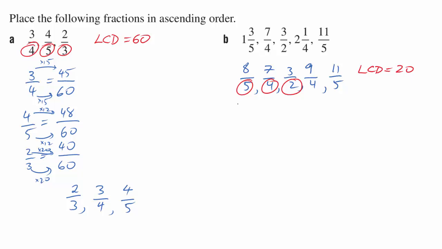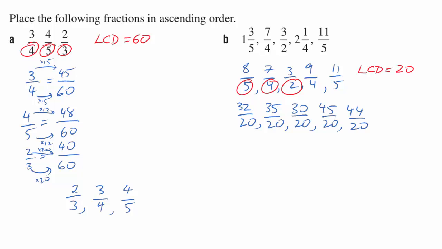8/5 becomes 32 over 20, just multiplying the top and bottom by 4. 7/4 becomes 35 over 20. 3 over 2 is the same as 30 over 20, multiplying everything by 10. 9/4 is the same as 45 over 20. And 11/5 is the same as 44 over 20.